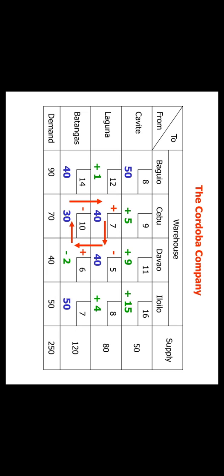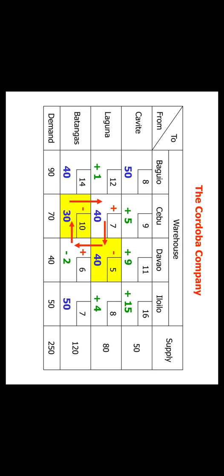Then we are to isolate those cells in our closed path where we have assigned the negative symbols, and choose which one contains the minimum number of shipping units assigned to it. So between a value of 30 versus a value of 40, we choose the value 30. And then we again follow the symbols. So in the next tableau that we're going to create, the Batangas to Davao cell, which is originally a blank cell or an unused cell, would now contain the value 30 because we assigned there the plus sign.